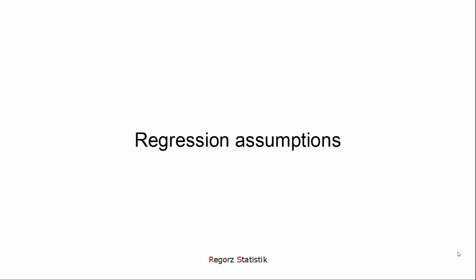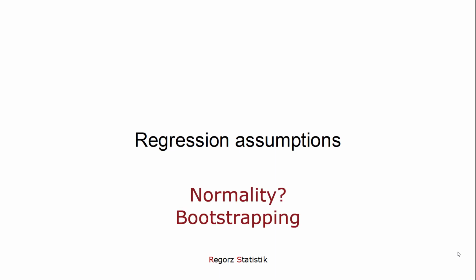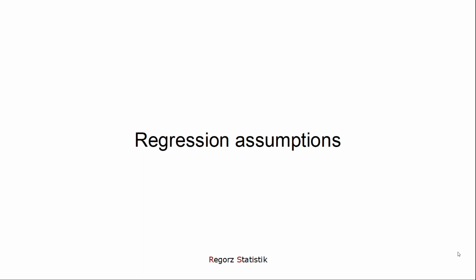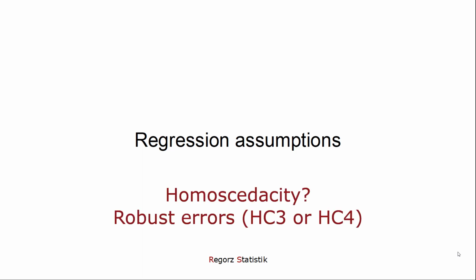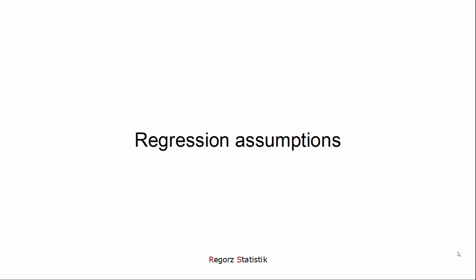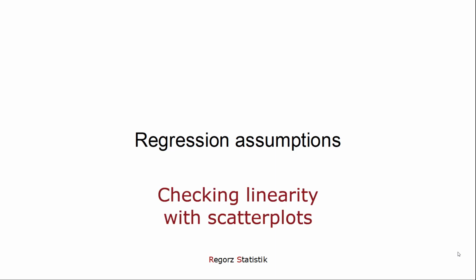If you use the options I have recommended, you don't have to worry about normality because you use bootstrapping. You don't have to think about homoscedasticity because you use robust standard errors. What you should absolutely check is the linearity assumption, in order to make sure that you don't have nonlinear relationships in your data. So at the very least, you should run scatter plots between the variables involved.